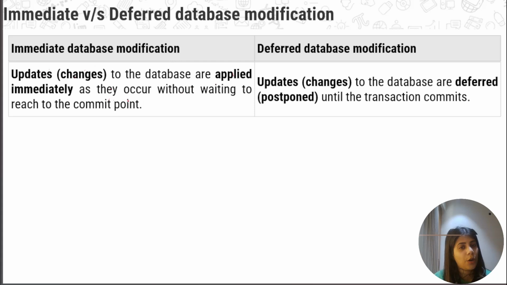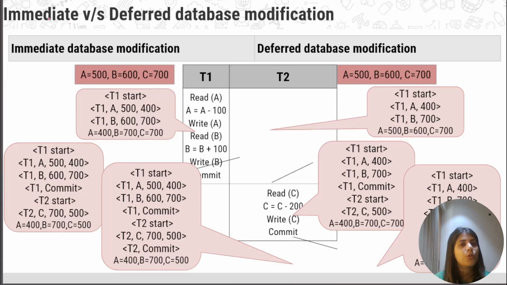कमिट होने से पहले जो भी चेंजेस होते जा रहे हैं वो उसको immediately डेटाबेस को अपडेट करता जाएगा. Deferred database modification, the updates or the changes to the database are deferred, which means postponed until the transaction commits. लास्ट स्टेट तक वो वेट करेगा, उसके बाद वो डेटाबेस में चेंजेस करेगा. अंडरस्टैंड दिस थ्रू एन एग्जांपल.